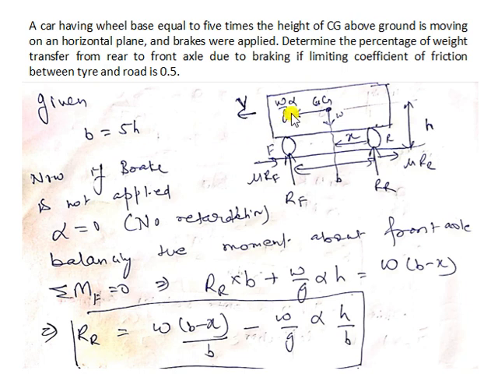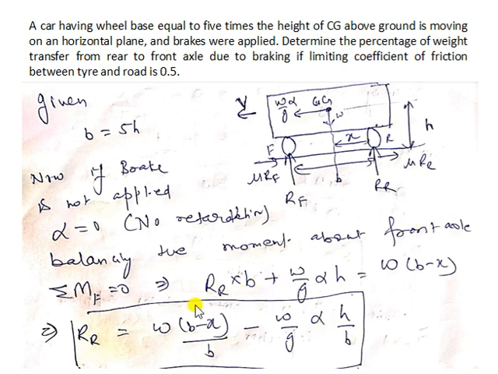But if I assume braking and balance the moment about any axle, let's say the front axle, this will be the equation given here: with respect to the front axle, RR into B, then W by g alpha into h, is equal to W into (B minus x). In this expression, I have got alpha also. You can see alpha over here. Now if the brakes are not applied, this alpha should be 0.